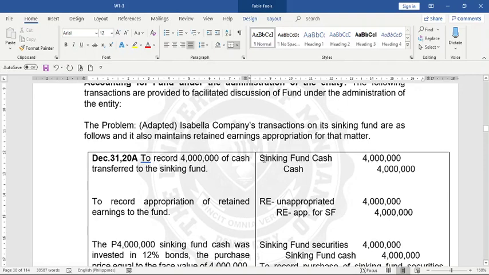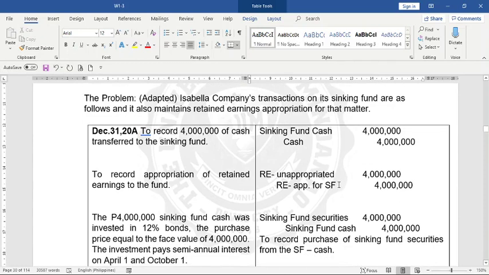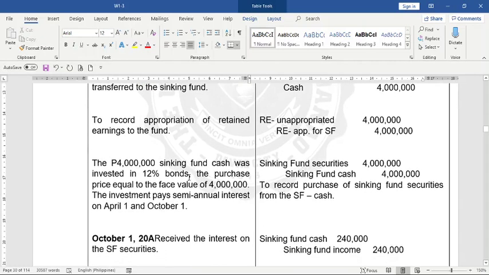And then, of course, kasi mag-transfer ka, mag-take note, i-appropriate yung retained earnings para hindi mabigay sa shareholders as part of dividends. So, retained earnings unappropriated, and retained earnings appropriated for sinking fund. And then the 4 million, i-invest niya sa bonds. So, sinking fund securities, 4 million, sinking fund cash, 4 million.